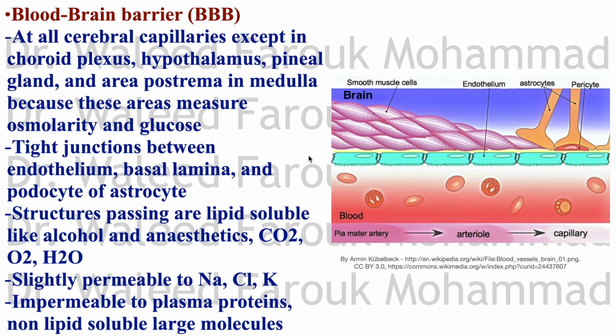Structures passing are lipid soluble, like alcohol and anesthetics, carbon dioxide, O2 and H2O. It is slightly permeable to sodium, chloride, and potassium, and impermeable to plasma proteins and non-lipid soluble large molecules. This is the blood-brain barrier. So if you prescribe a centrally acting drug, meaning it acts on the brain, it has to pass the blood-brain barrier to exert its effect.